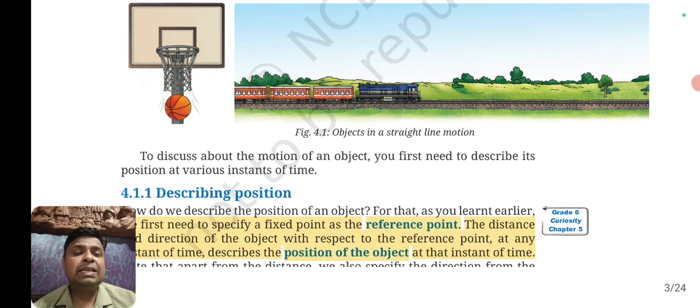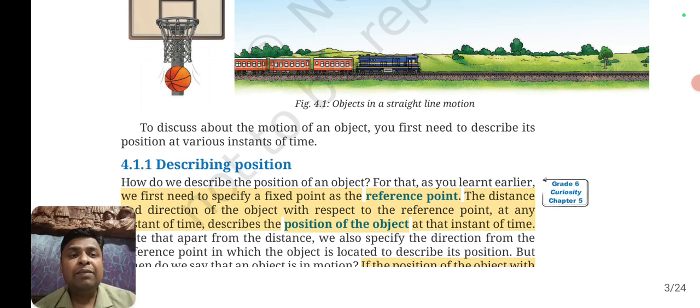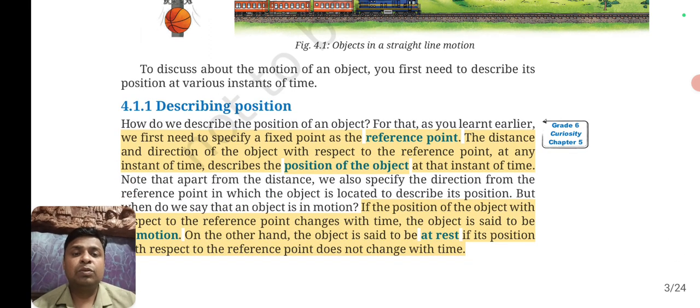So we need to discuss the motion of an object. You first need to describe the position at various instants of time. This is one instant. My finger is here, then I move it here. Earlier it was here, then it is here. That means I have changed the position with respect to time. So first of all, we have to have a reference point, a fixed point.